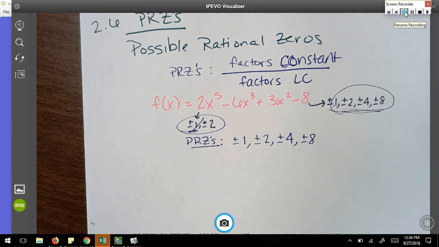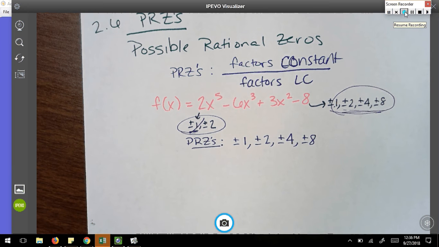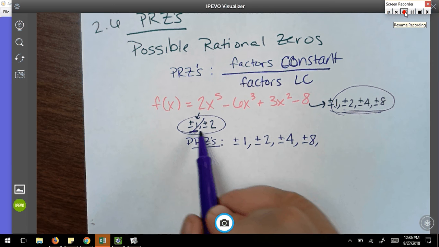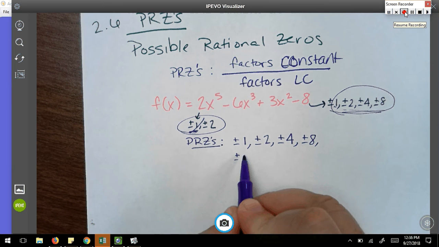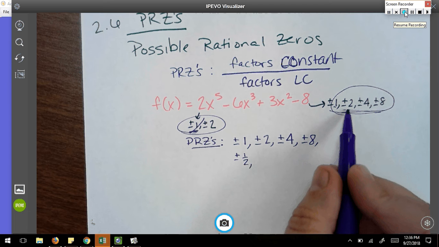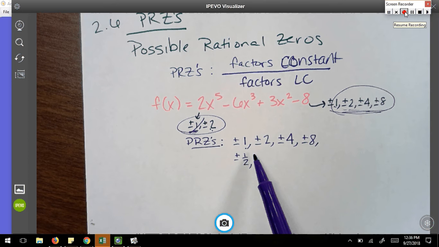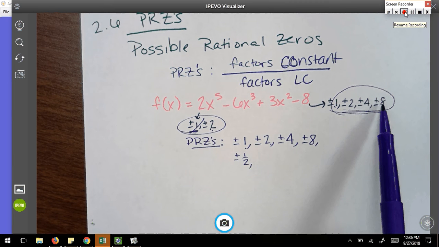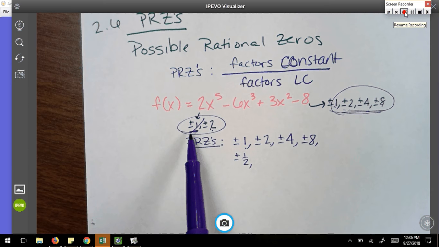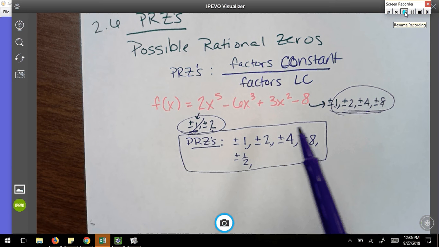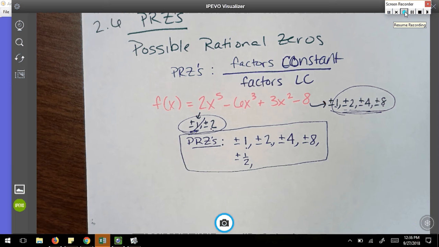But you don't have to include repeats, okay? So what I mean by that, 1 divided by 2 is 1/2. Everything else: 2 divided by 2 is 1, I have that. 4 divided by 2 is 2, I have that. And 8 divided by 2 is 4, and I have that. So my possibilities, there are 10 possibilities. Do you see that? Those are going to be the possible zeros, which means those are my starting point of what I'm going to check to see if they are an actual zero.